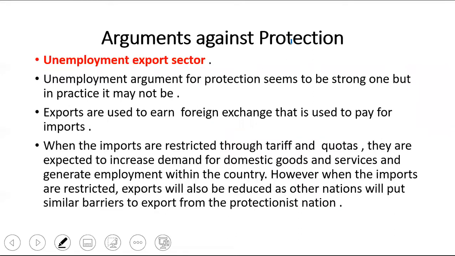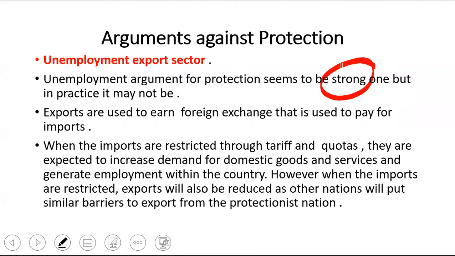Unemployment in the export sector, look. The unemployment argument for protection seems to be a very strong one. Look at this, this is a very strong argument. But in practice, let us see what is happening.